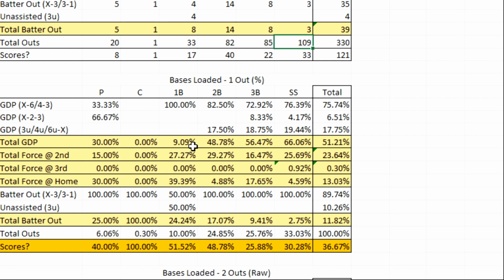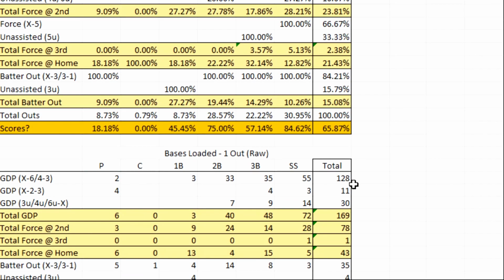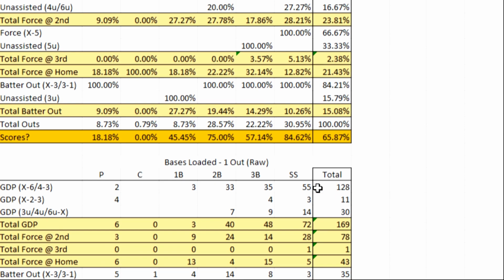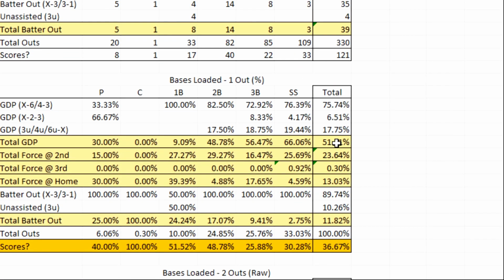Again, a double play here with 1 out gets you out of the inning. So we can imagine that there's more double plays here than before. Total double plays with no outs was about a third of the time, a little more than a third of the time. With 1 out, that jumps up to over half the time. So over half the time there's a grounder in the infield with the bases loaded and 1 out, a double play gets completed to end the inning.